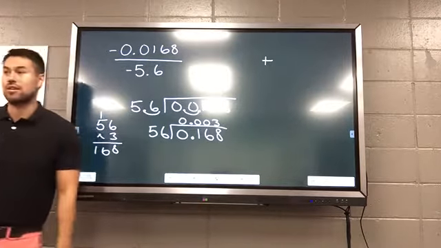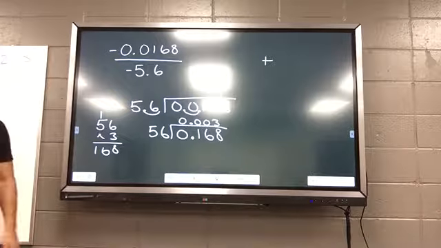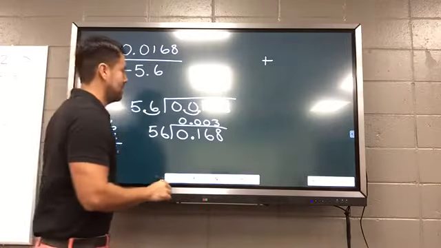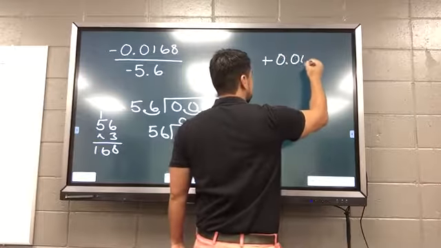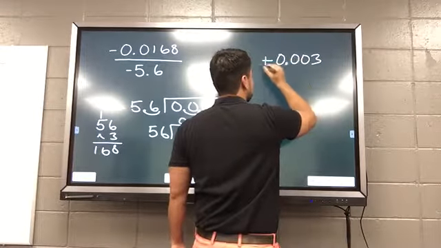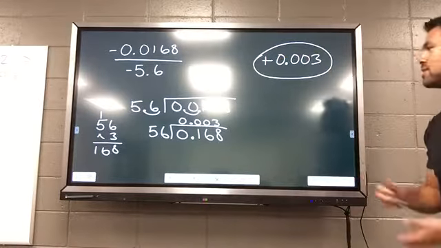What's my answer? No, I want the answer properly. And someone said positive, someone said the number, but I want the answer the way it's supposed to be read. 3,000? Yeah, positive 3,000ths. And you don't have to put that plus sign. I do it for emphasis.